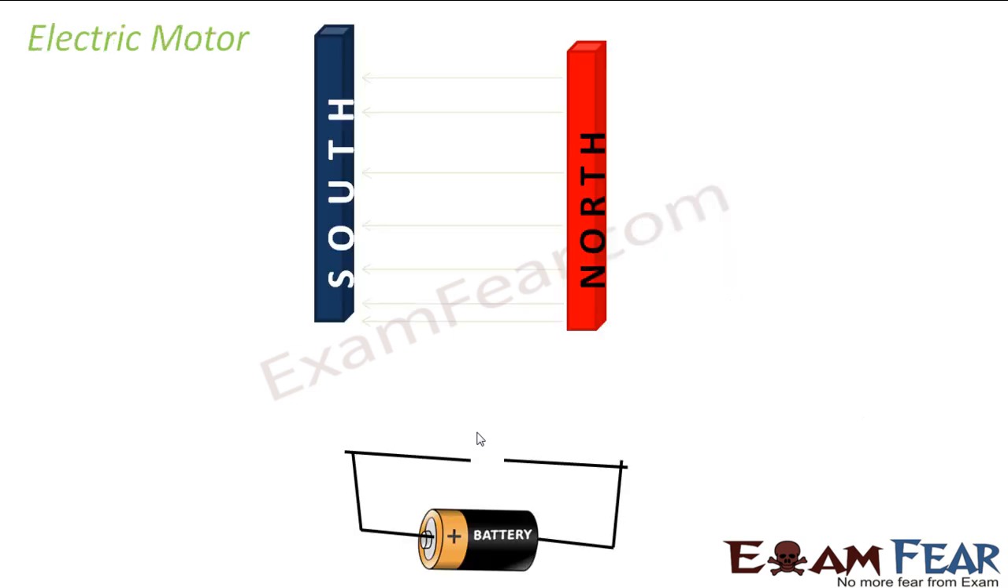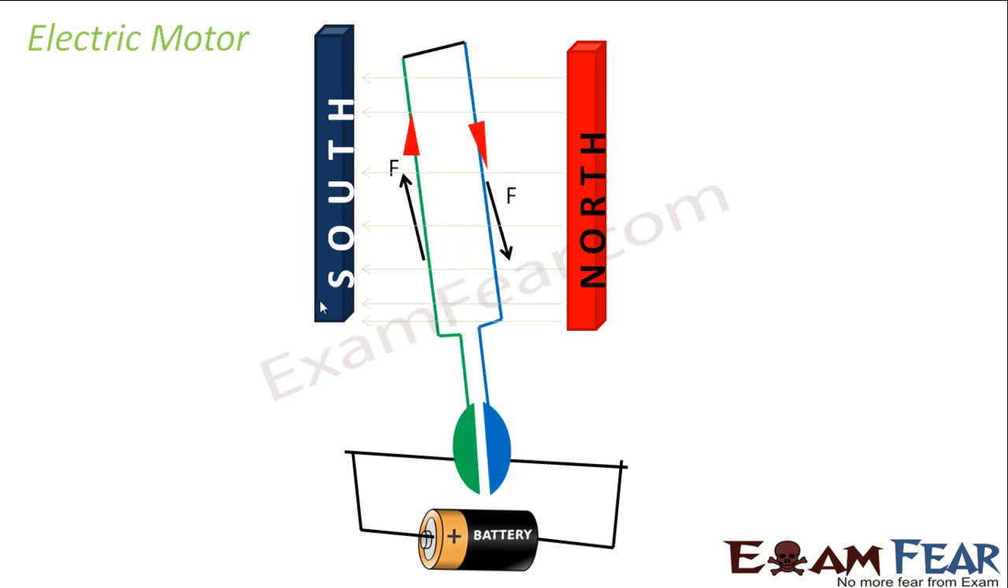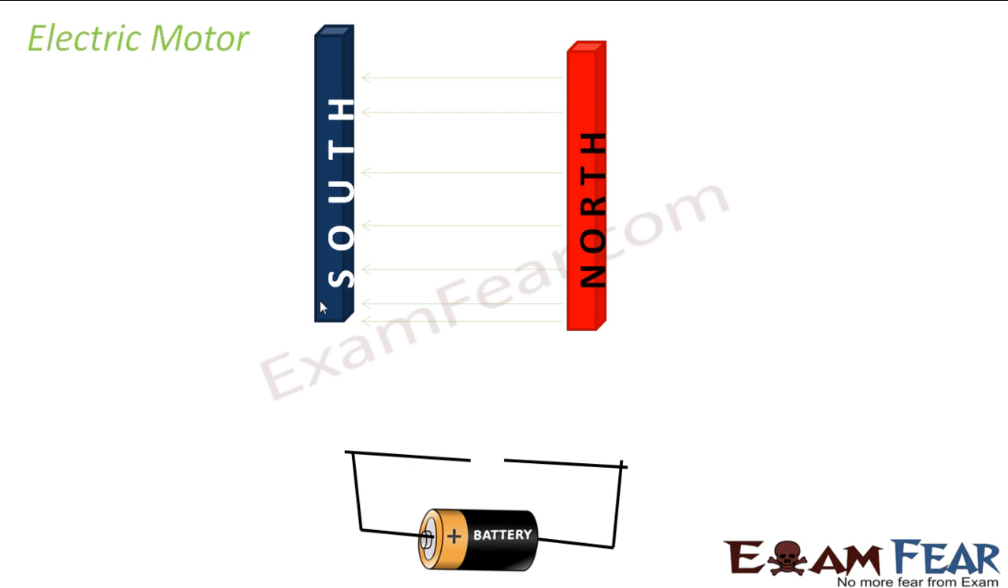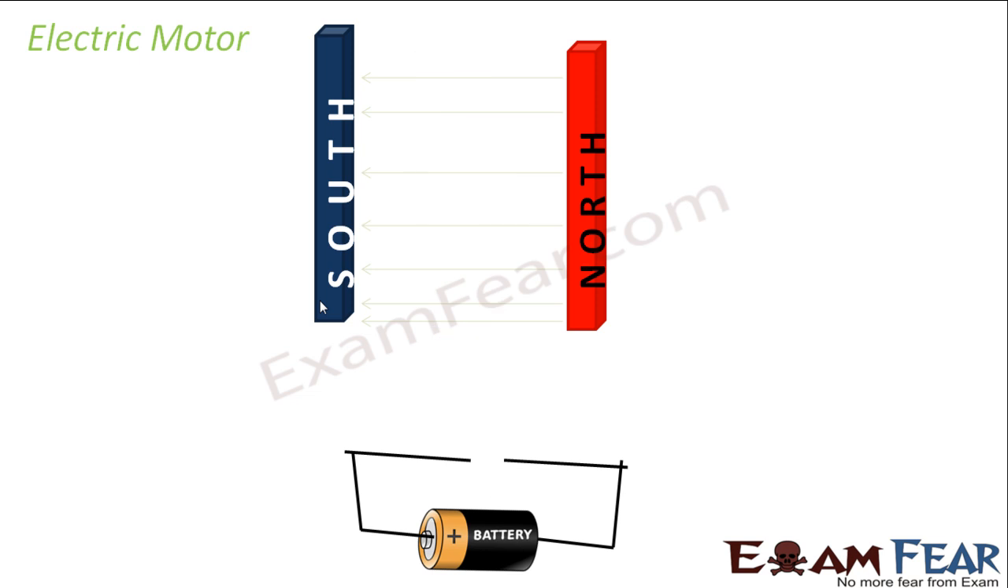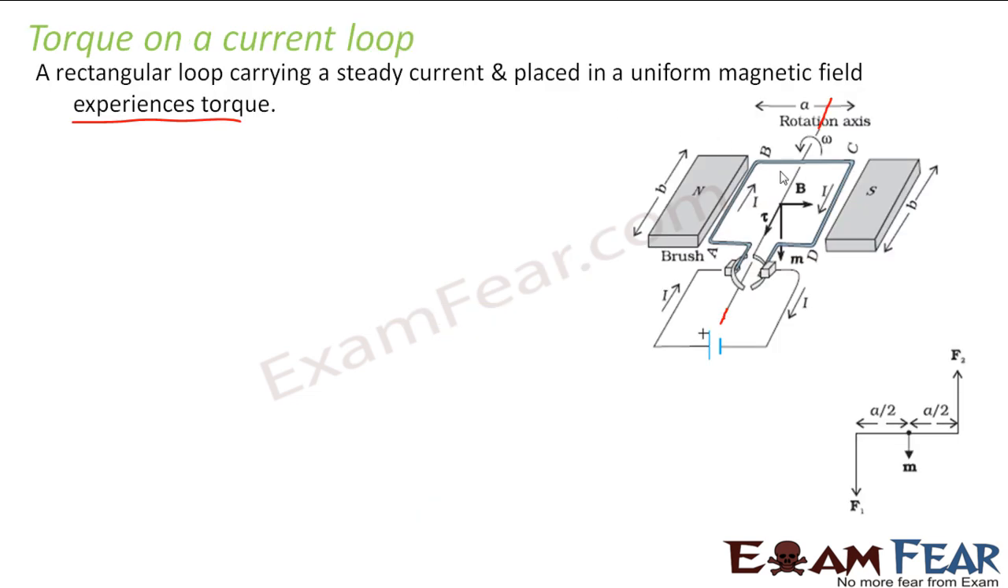If you look at this figure, let us suppose these are the magnetic field lines, and this is a current carrying loop, and it rotates in this way. Just observe it once again. It rotates like this. Are you getting it? How is it rotating? Similarly, this loop will also rotate like that.